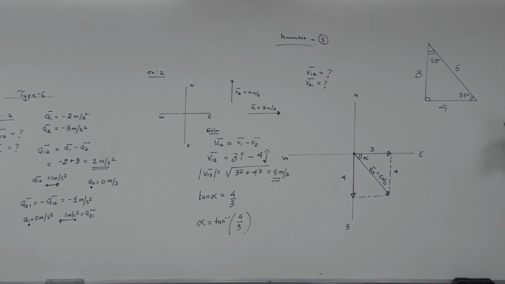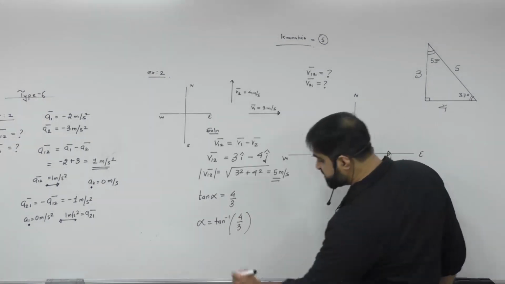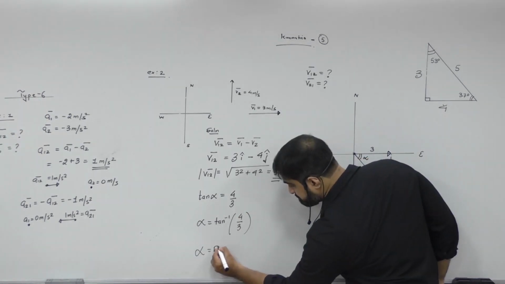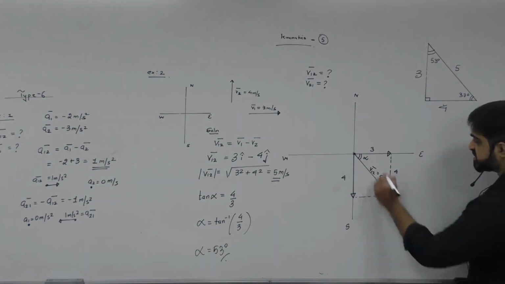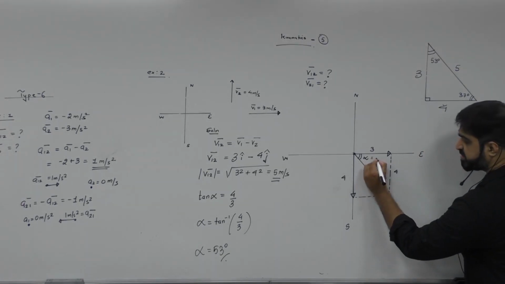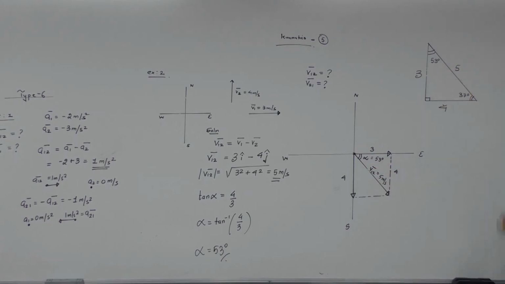Now you know that tan 53 is how much? What is tan 53? 4 by 3. So what is tan inverse of 4 by 3? 53. So that means this angle is how many degrees? 53 degrees. You should know this triangle. Opposite to 37 is 3, opposite to 53 is 4, and opposite to 90 is 5. So if you remove, you get that answer.